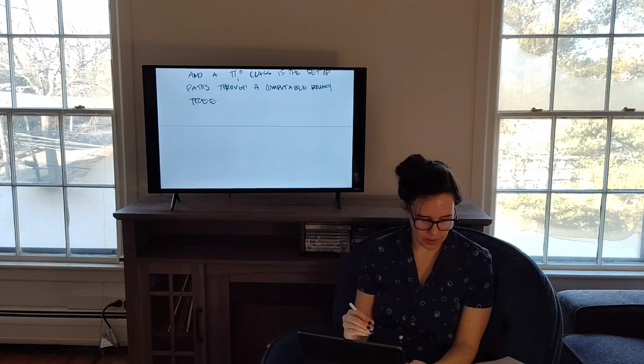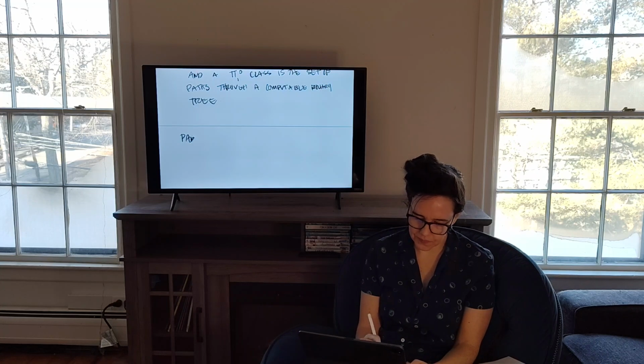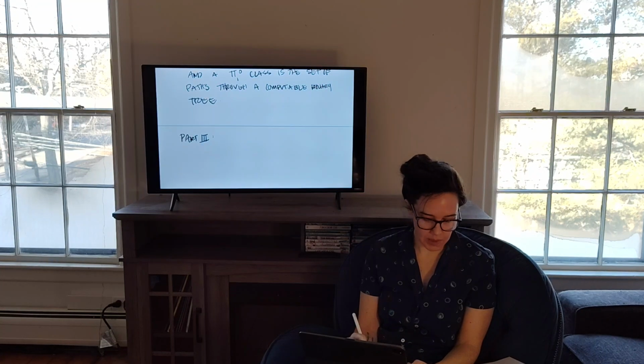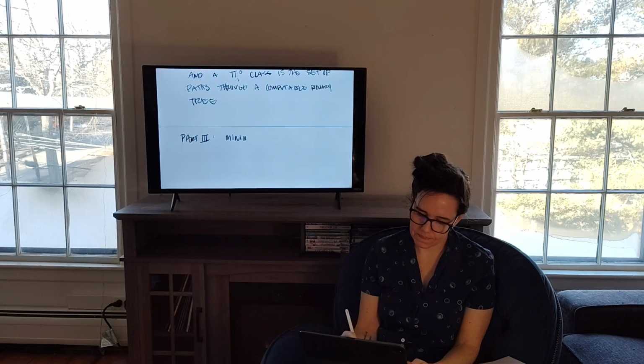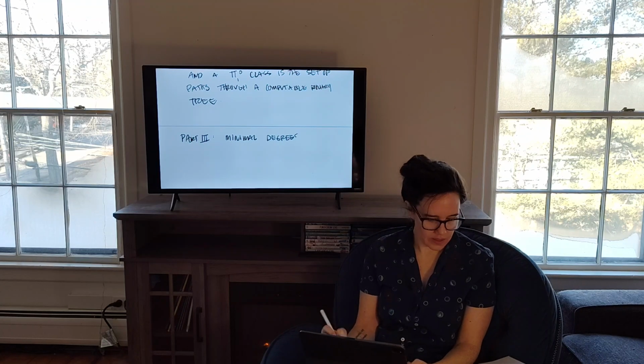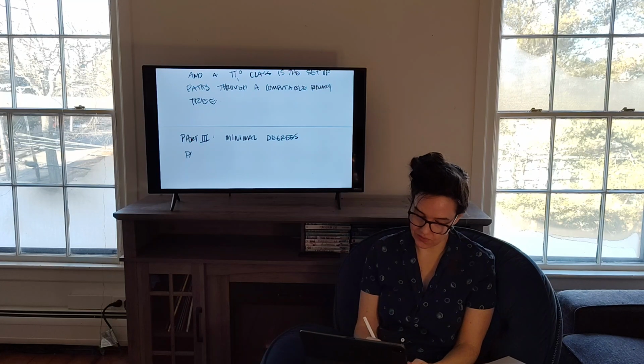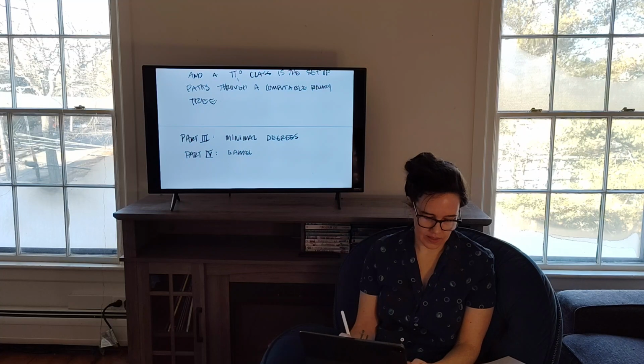Okay, part 3 of the book is minimal degrees. Part 4, which looks very interesting, is games in computability theory.